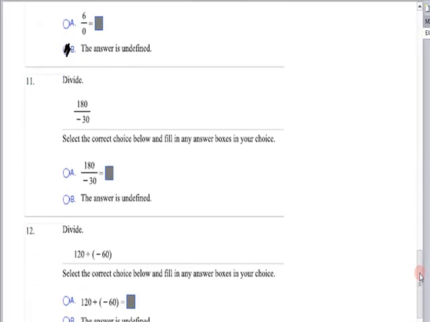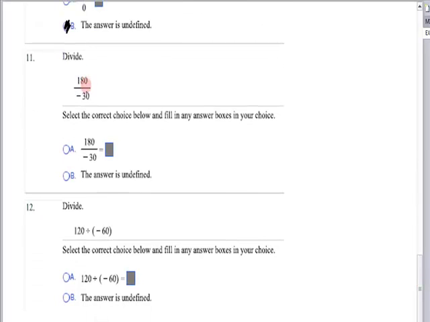Number 11. I have a positive divided by a negative, so my quotient will be negative. 180 divided by 30 will give me a negative 6.